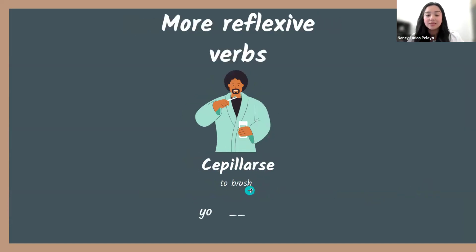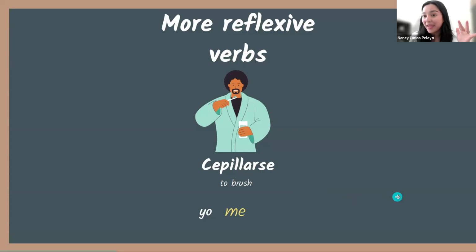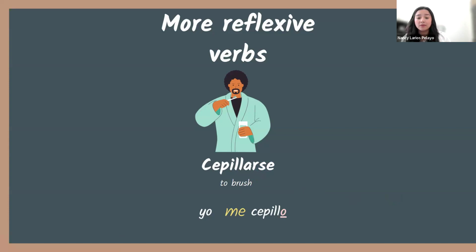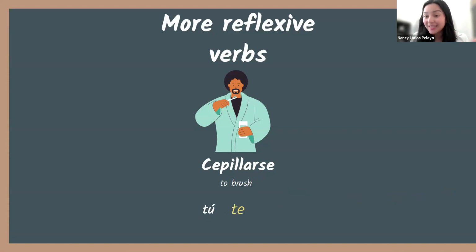Vamos a hacer lo mismo. Again, just practice at your own pace. Yo, what's a reflexive pronoun? Me cepillo, right? We drop the SE because we added the reflexive pronoun. And cepillar, it is an AR verb, so it follows the AR pattern. Yo me cepillo. Tú te, muy bien, cepillas. Excelente.